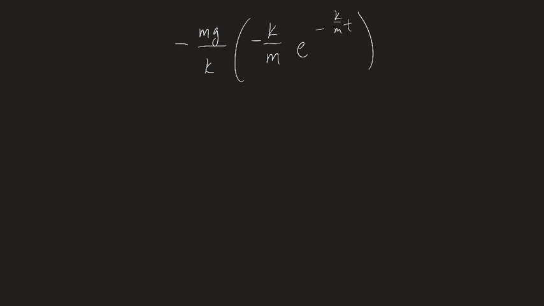Now, do you notice k cancels with k, m cancels with m, minus signs cancel? And our acceleration equals g e to the minus k over m t. I get it's law of math. But what does this look like? What is the acceleration at t equals 0?